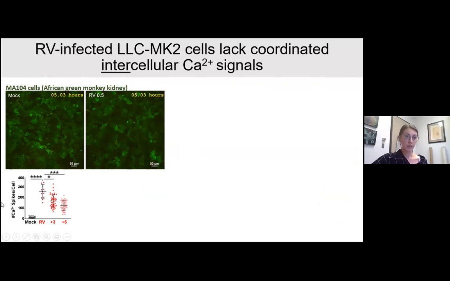So we went back and infected MA104 cells with rotavirus. We have mock infected on the left and rotavirus infected on the right. We'll see our rotavirus infected cells come up in this red color here, and we pretty immediately see these very coordinated intercellular calcium waves that occur. Again, when we look at the quantification, there are significantly more calcium spikes in the neighboring cells compared to mock, supporting all the data that we had seen previously that rotavirus infection of MA104 cells can elicit intercellular calcium waves.